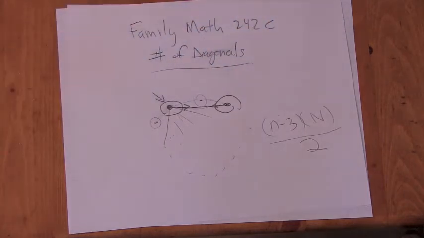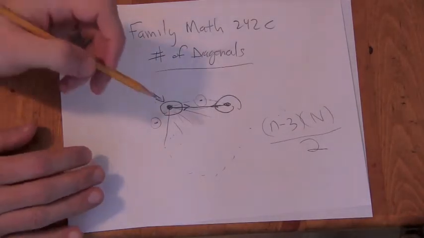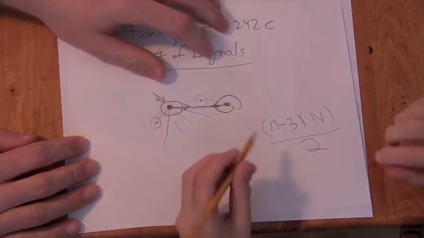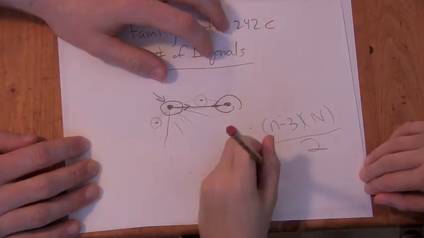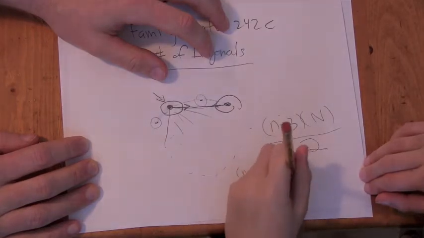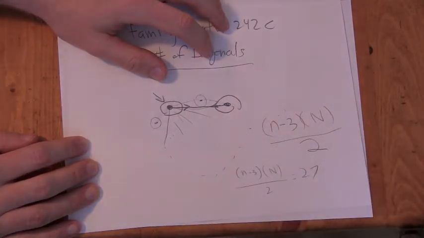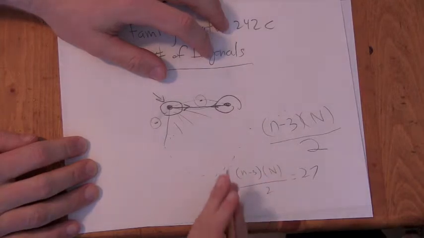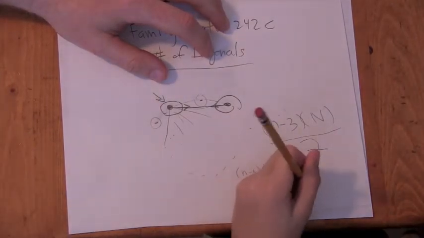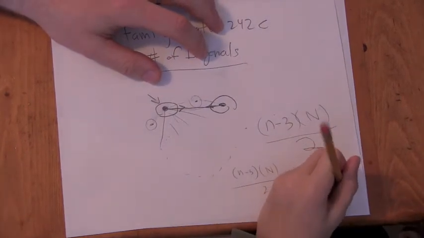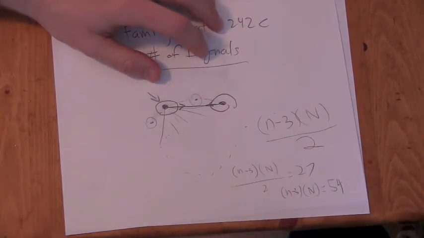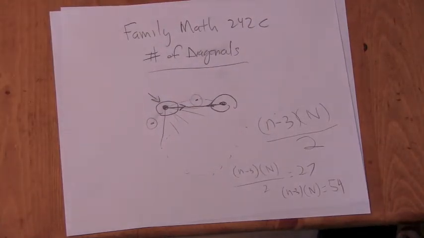Now the challenge problem that we were working on this morning said a figure had 27 diagonals. How many sides does it have? How do we solve that problem? Well, we can say that n minus 3 times n over 2 is 27. Why don't you write that, because I can't write sideways. Then you can multiply by 2. So n minus 3 times n is 54.